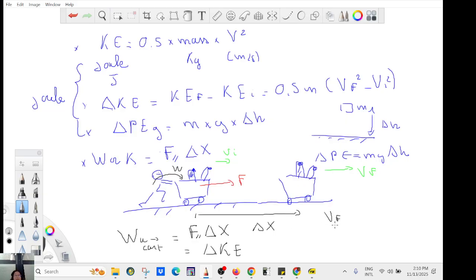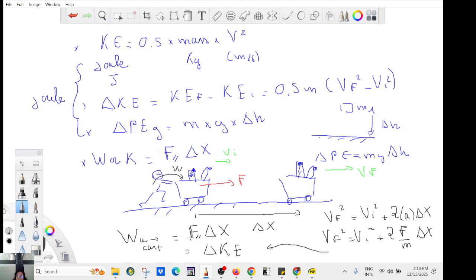In kinematics, we had this fourth equation that is very useful: final velocity squared equals initial velocity squared plus 2 times acceleration times delta x. And since F equals ma, you can replace the acceleration with the force applied divided by the mass, times delta x. If you play with this, you will get the same thing. So that equation comes from that theorem.